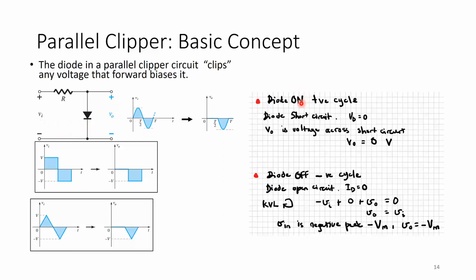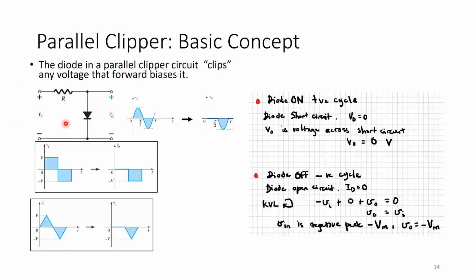So now when it is on, the diode becomes a short circuit. This diode here becomes a short circuit, and VD is equal to 0 volts, and V out is going to be the voltage across the short circuit. So V out is going to be equal to 0 volts. And when it is off, it becomes an open circuit, and if it becomes an open circuit, ID is equal to 0. Now for me to find V out, it is not 0 volts anymore, but the voltage that depends on this network.